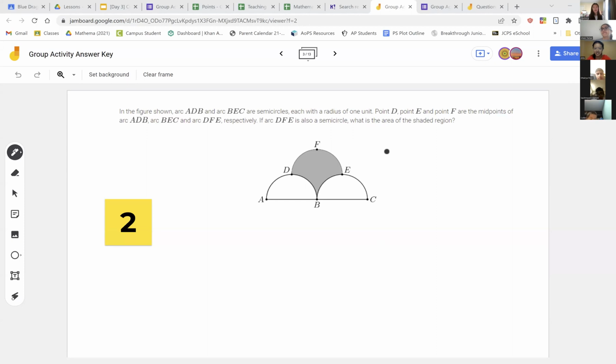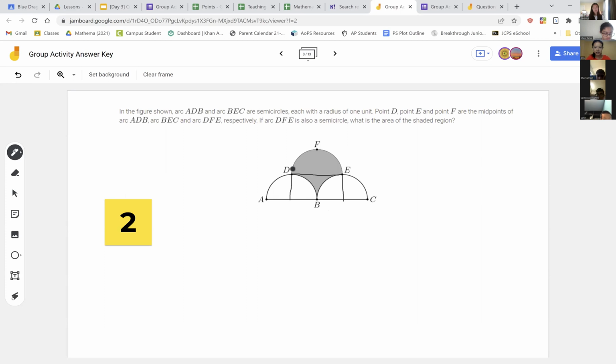Okay, so for this one, we're looking for the area of the shaded region. What you want to do is draw a line that connects D and E, because then this top half is a semicircle, which you can easily find the area of. And this bottom half, if you draw these radii down, becomes a rectangle with 2 quarter circles cut out of it.